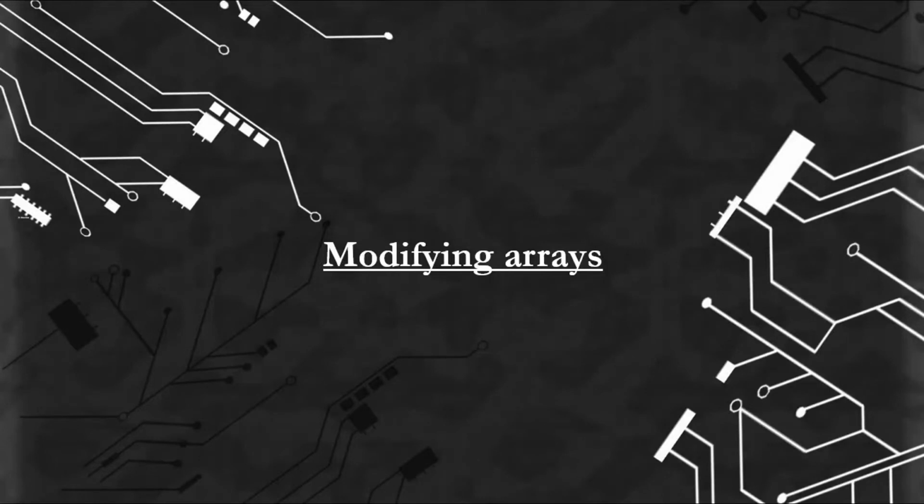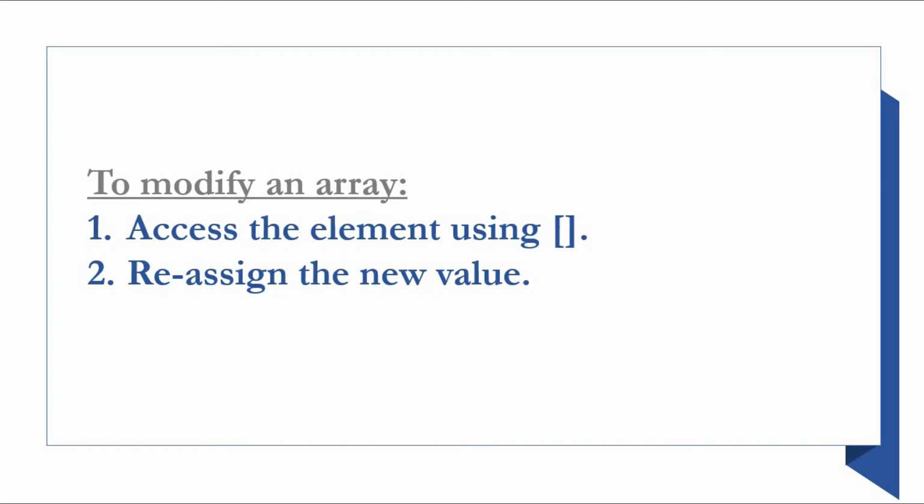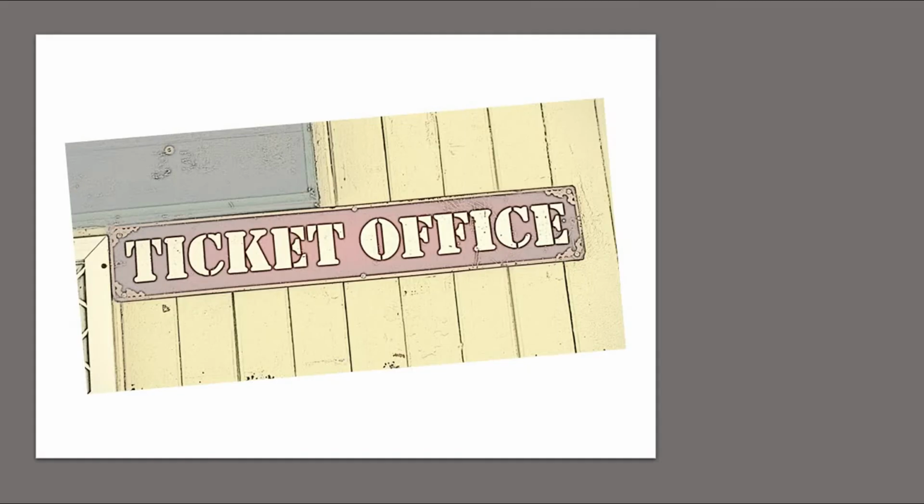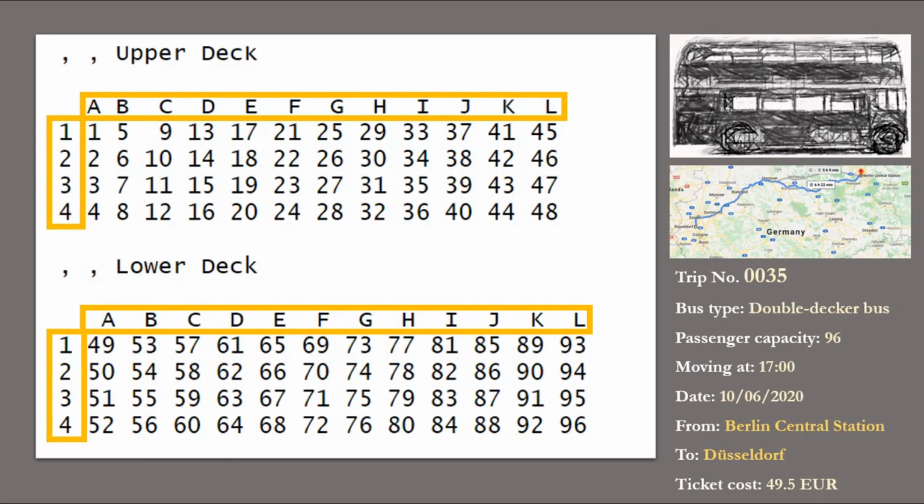So we came to the last part, modifying an array. To modify an array, first you need to access the element you need to change. Then you need to reassign a new value to that element. So as an example, I want you to think like you are working in a ticket office and you are selling bus tickets in a double-decker bus. So you have in total 96 tickets you want to sell.